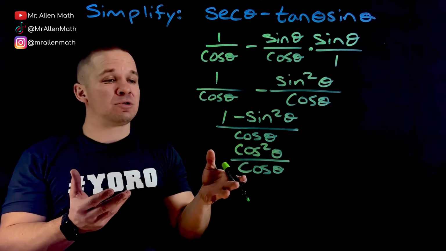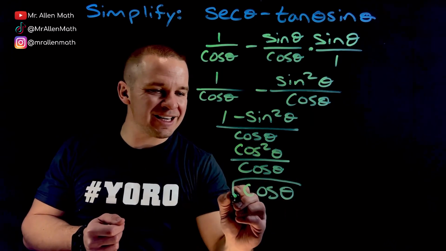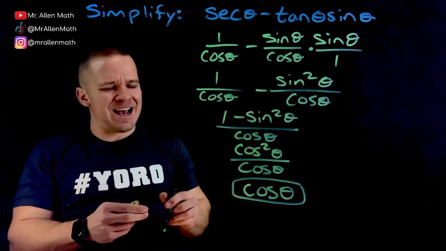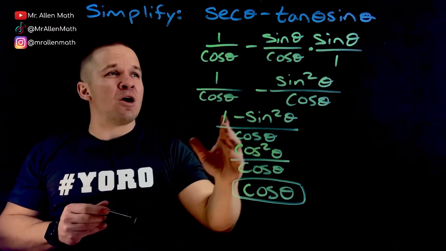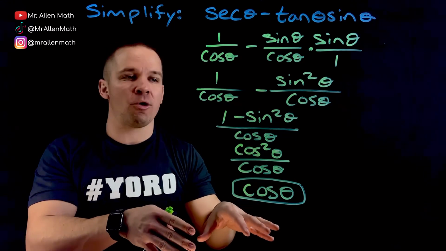What can happen with these two cosines? We're going to simplify down to just cosine of theta. That is as simple as we can make it. Dang, that's pretty dope. It's a little scary when you don't have an equal to something. That's always nice when they're like, hey, it equals this. You got kind of a clue as to where you need to go.